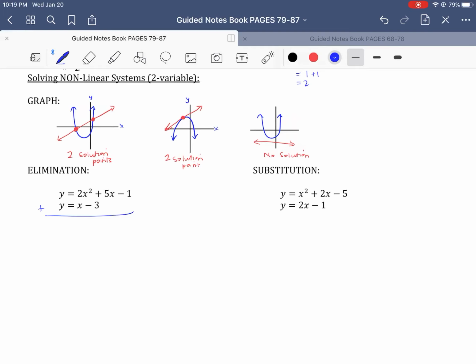So if I have a positive y on top, maybe I'm going to multiply this bottom equation by a negative. And when you do that, I'm going to rewrite it just over here so we can see it. The top one we didn't change at all.